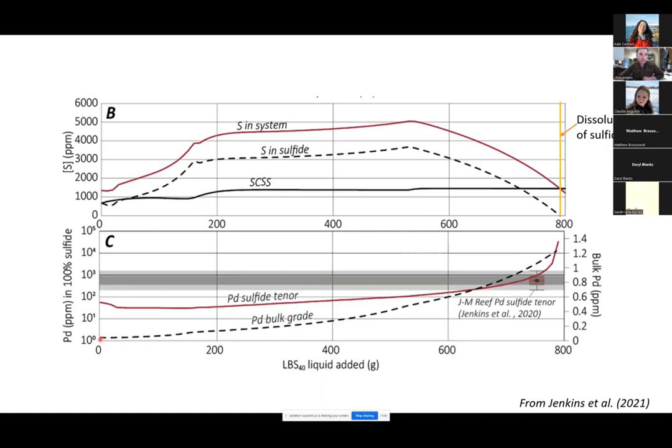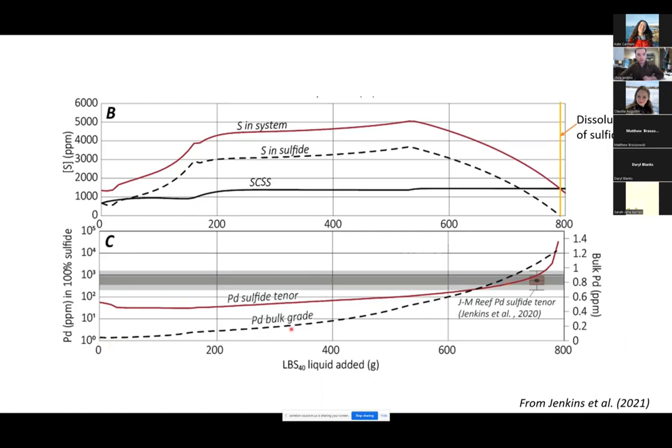If we look at what's going on with the palladium tenors, you can see that they are gradually increasing as we titrate in more and more liquid until they reach about 700 grams, at which point we've begun to match the measured tenors from the J-M Reef.